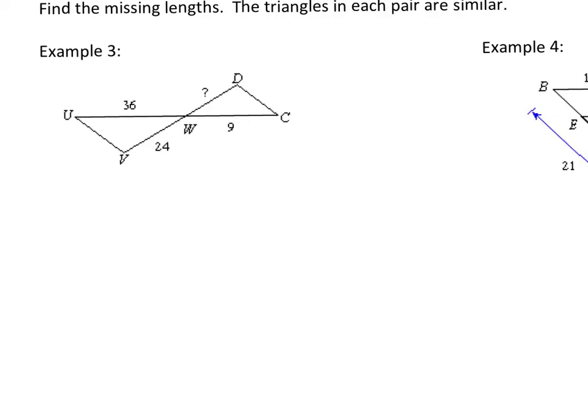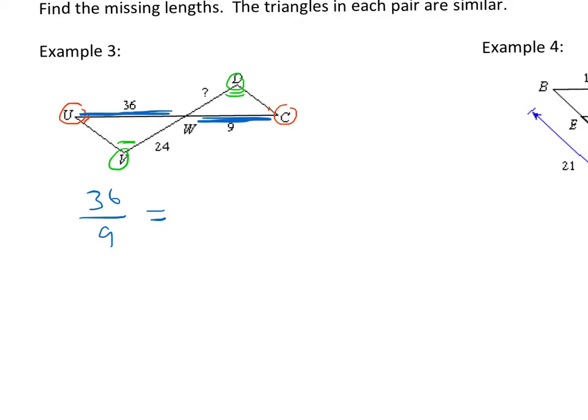Now when we have a bow tie question, we have to remember that the corresponding angles are opposite each other. For example, C corresponds with U. Those are the equal angles. And then D corresponds with V. Those are the equal angles. So when we set up our proportions, we want to consider that this side, UW, matches up with this side, CW.